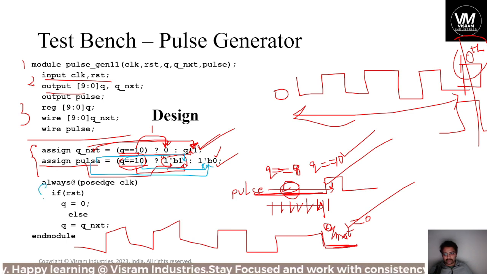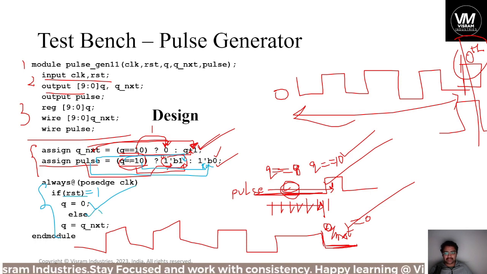Then what is the procedural work? For every reset equal to 1, the initial value should be 0. Else, if reset is not equal to 1, or reset is equal to 0, then Q next is equal to Q. Whatever the value of Q next is, that will be stored into Q. That will be given to Q. So Q follows Q next.